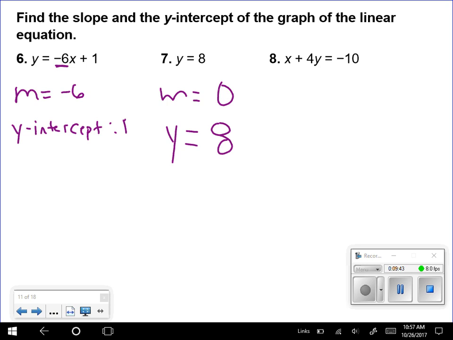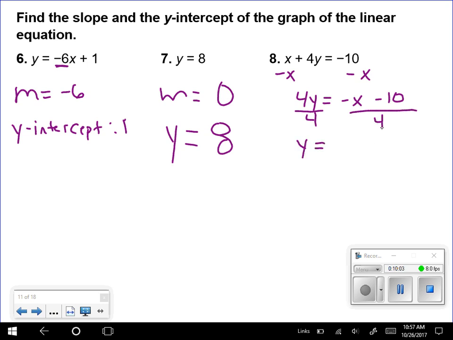Okay, and number 8 is a little different. We have to kind of manipulate number 8. We got to get y alone. We got to get it in the form y equals mx plus b, and you will have to do this. So I'm going to subtract x from both sides. So I have 4y equals negative x minus 10. And then I have to divide by 4 to get y alone.